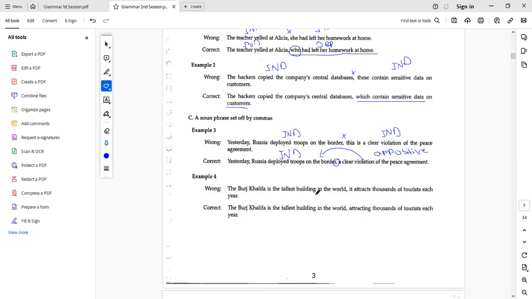Let's look at this one. The Burj Khalifa is the tallest building in the world, independent. It attracts thousands of tourists each year, independent. Between them, comma is wrong. So what he did, he changed the second one to be a modifier. A modifier has no subject verb. So it's changed to a modifier, attracting thousands of tourists each year. And you put a comma before it because it doesn't come after the word that it modifies. Actually, attracting thousands of tourists each year modifies Burj Khalifa, so it must be here, then a comma. Or you can put it at the end and put a comma before it.